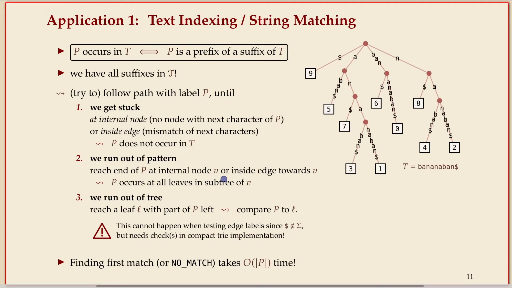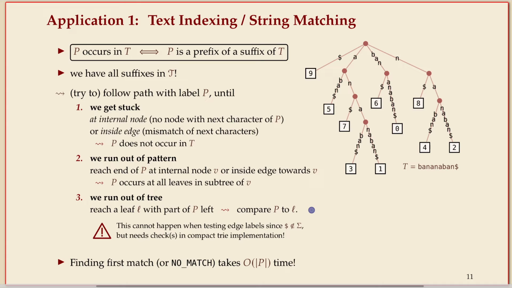So we could read the entire pattern and we end at some point in the trie. And that can be either at an internal node, like in the previous example, or it could be in the middle of an edge. But both are really the same in this case. If you check the characters inside the edge, then the pattern occurs at all the indices of the leaves in the subtree of where you stopped. In theory, there's also a third case. We could run out of tree. So we could traverse and traverse with our pattern, and then we reach a leaf, and the pattern would like to keep going.